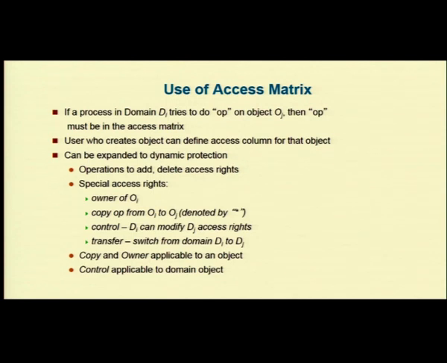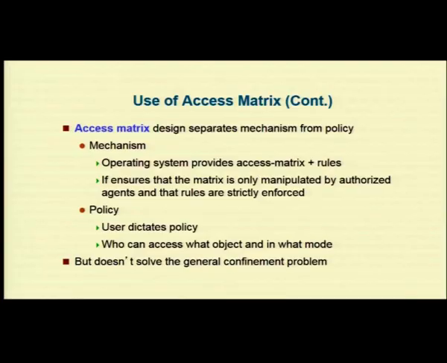We can in theory control any number of domains, any number of objects. We can keep on creating lot of domains, so that the resources are automatically segregated in the way where the principle of least privilege becomes manifest. It becomes the most important idea. Access matrix design separates mechanism from policy. The policy is dictated by the user.